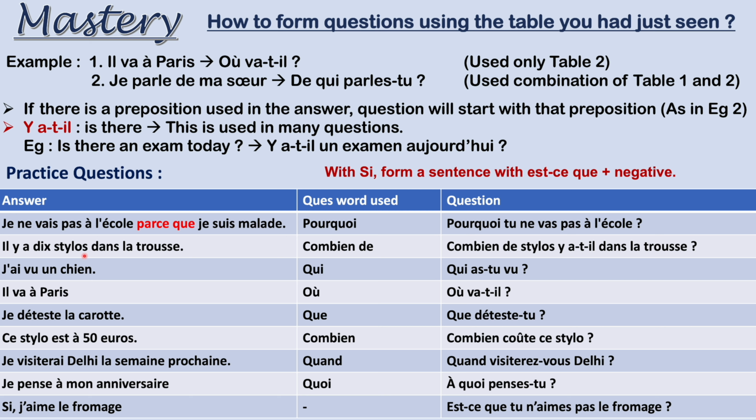Il y a 10 stylos dans la trousse. There are 10 pens in the pouch. It says there are: il y a. For il y a, the inversion is y a-t-il, right? So il y a 10 stylos dans la trousse means there are 10 pens in the pouch. The question word here is combien de, which means how much. And I told you in table 2 that combien de is always followed by a noun. As you see here, combien de is followed by a noun. Stylos is a noun. So: combien de stylos y a-t-il dans la trousse? You saw y a-t-il was used here. It means how many pens are there in the pouch?